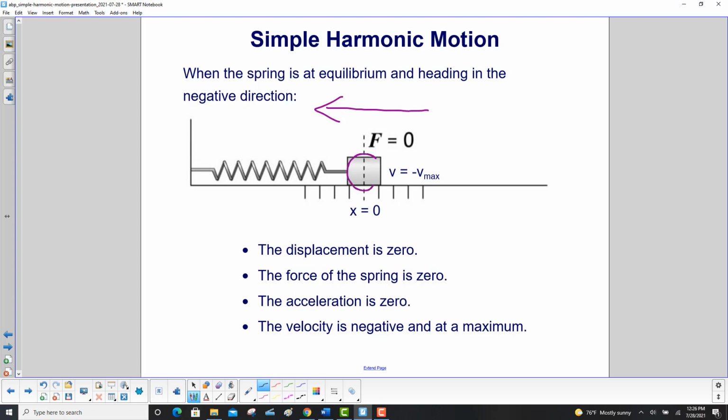So the velocity is always going to be a maximum at the equilibrium point. Why? Well, the force was pulling it this way, continually accelerating it and making it go faster. But once it crosses the equilibrium point, the force switches direction. It's now slowing it down. So your maximum velocity is at equilibrium, regardless of which direction you approach it from.